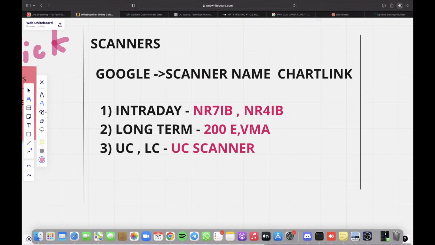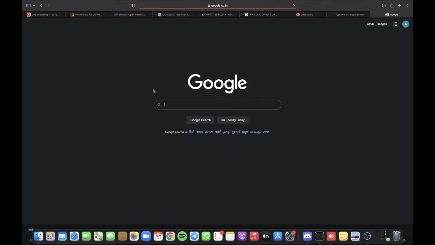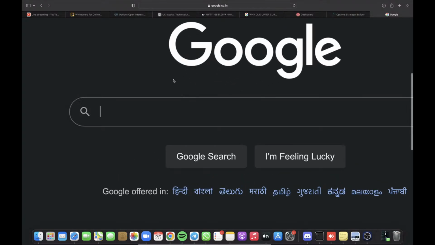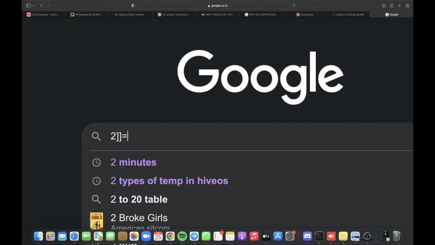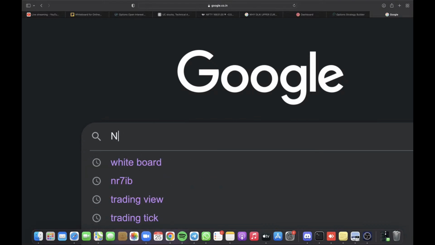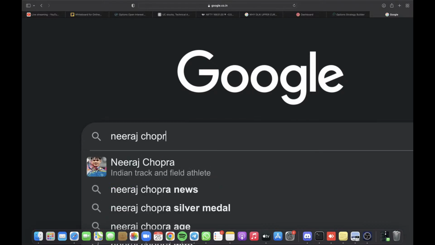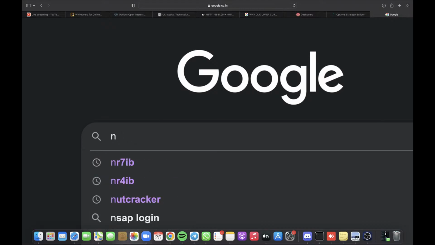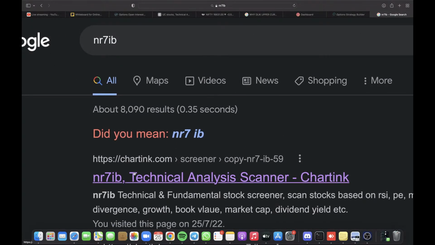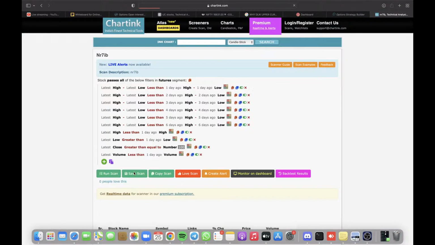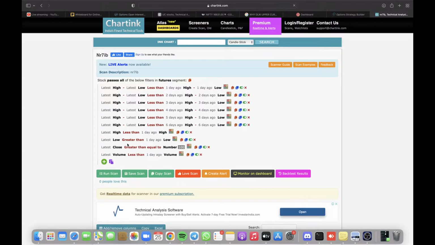So let's just open Google randomly. Okay, you go on Google. You have your good mindset for trading today. You want to check out which stock should I trade. Just write what? NR7IB. You write NR7IB, you'll see something like this. See, first one. Click on the first link, NR7IB, and you have something like this.